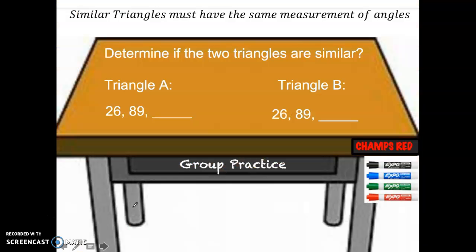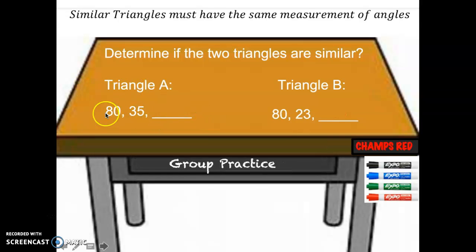For this one, you're going to determine if they're similar. As you can see, they both have the same degrees. All you have to do is add them together. In this case, 89 plus 26 is going to give me 115. In your calculator, if you put 180, subtract 115, and press enter, you should get 65. Okay? This one's a little different.